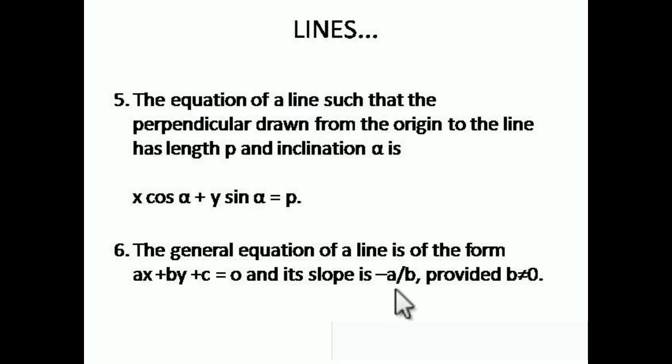If you have the inclination and the perpendicular drawn from the origin, then you are going to use this equation: x cos alpha + y sin alpha = p. See, 5 to 6 conditions and 5 to 6 formulas. You have to remember all of this stuff. Okay, let's see one more thing.